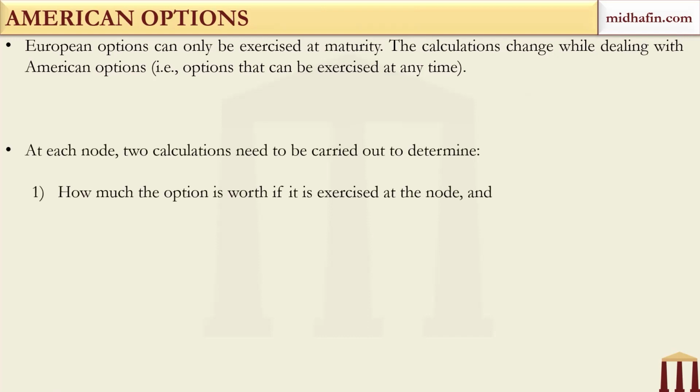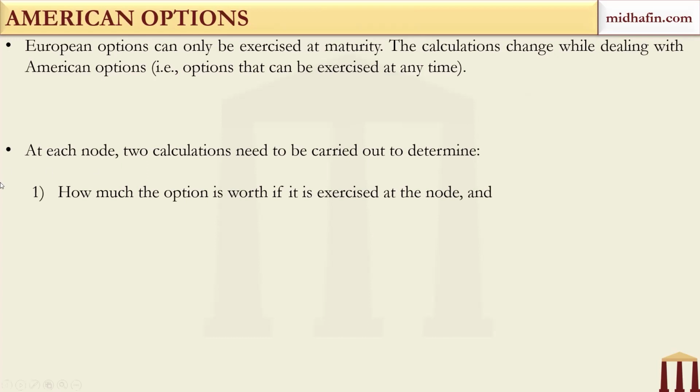At each node, except for the final, you have to find out 2 things. For the final one, it's easy. You find the payoff at the final node by using the formula max of St minus K or 0 if it's a call, or max of K minus St or 0 if it's a put. Final node means the nodes we saw previously.